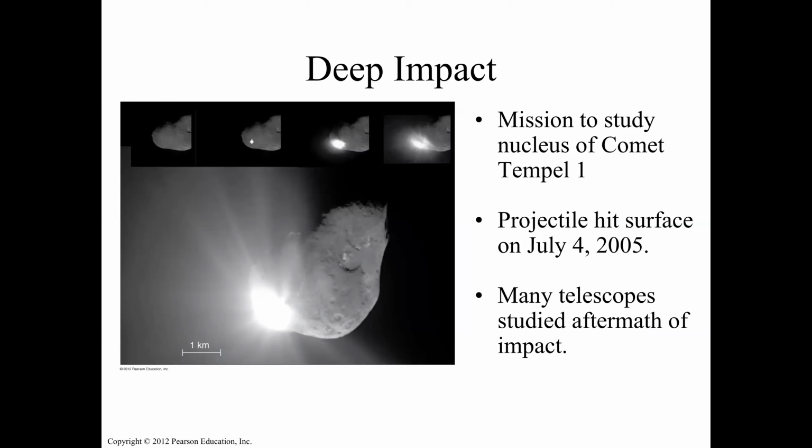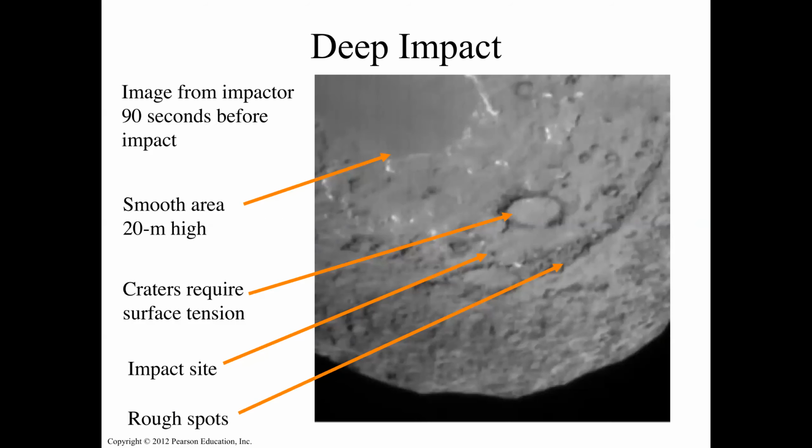Its projectile hit the surface on the 4th of July, 2005, and many telescopes studied the aftermath of the impact. I'll show you a little bit of a video at the end of part 1, how the impact happened. So the Deep Impact, this is the image from 90 seconds before the impact. And again, this is taken from the camera. And I'll show you the video at the end, as I said.